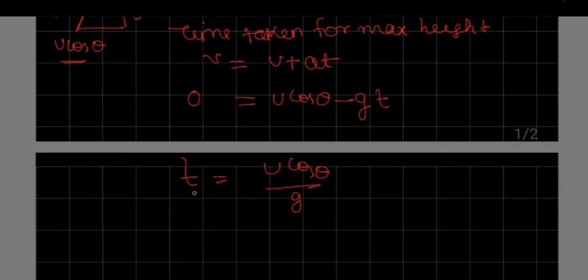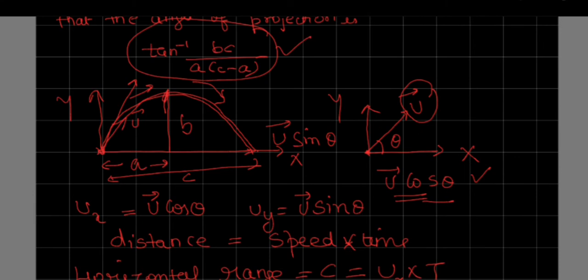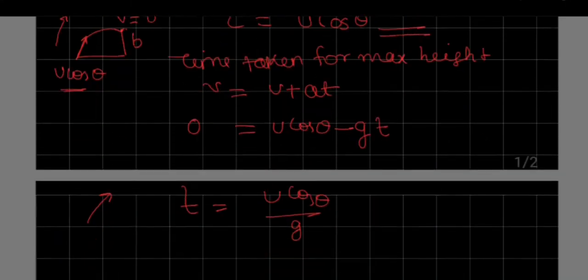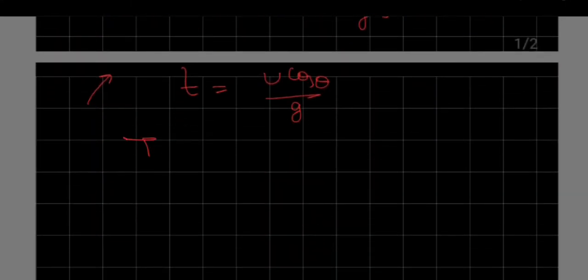Now this is for only half the path. So this is only from the origin to this point, let's say A. But for the horizontal range, you want the whole time. So it will be the same for this and this, so the total time will be twice the time of ascension. That means the total time period will be twice of t, that means 2u cos theta by g.